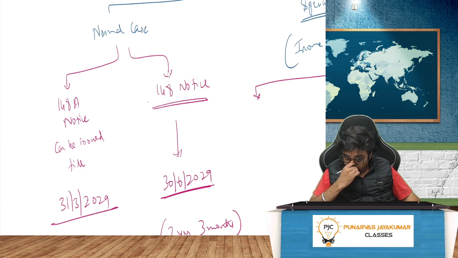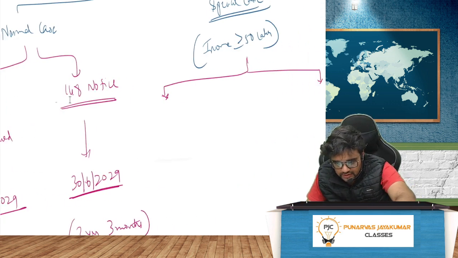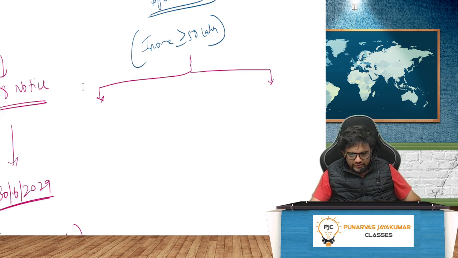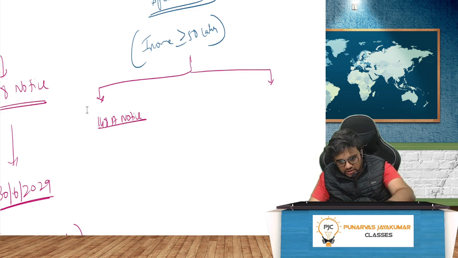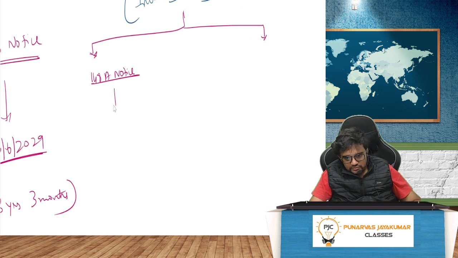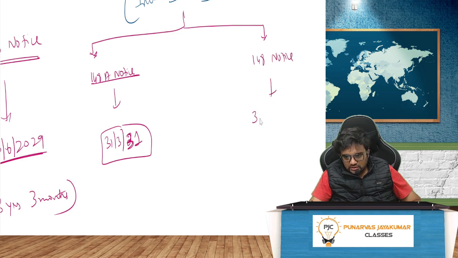Sad. 148A notice and 148. Now, here, this side: greater than or equal to 50 lakh. What will be the senior? Tell me. When will I give the 148A notice? Maximum 5 years. So this 29 will become 31. That's all. 31, 3, 31. And the 148 notice will be 36, 31.